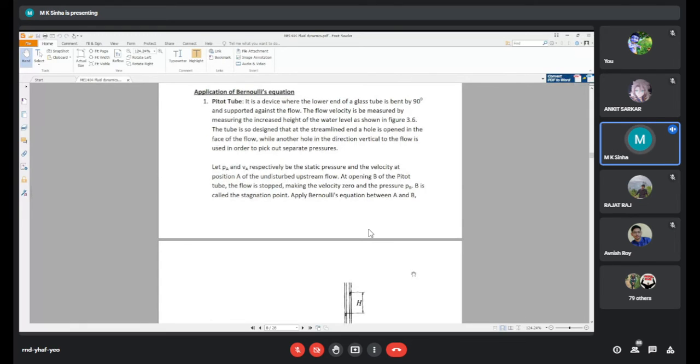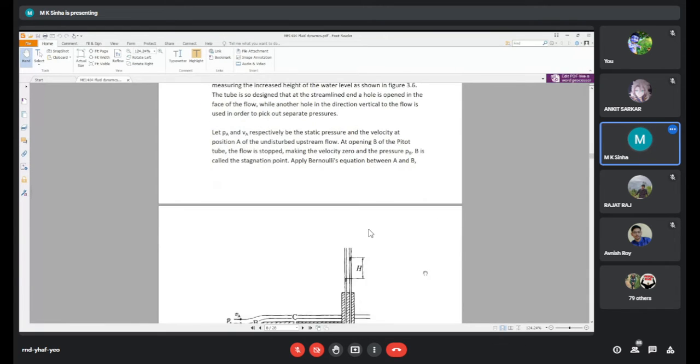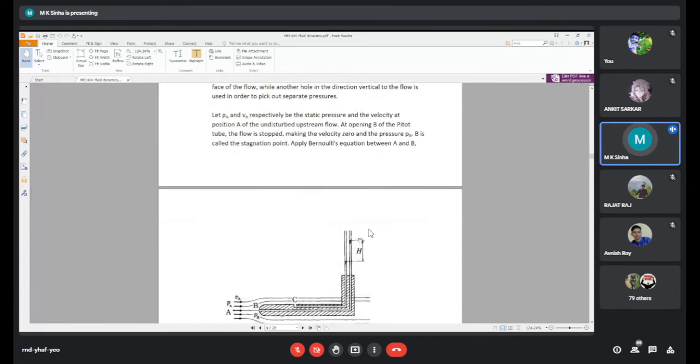And supported against the flow. The flow velocity is to be measured by measuring the increased height of the water level as shown in the figure. This is actually nothing but the difference of the level, one with the center, another one for the free stream.